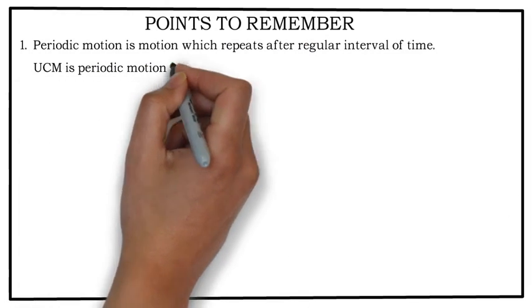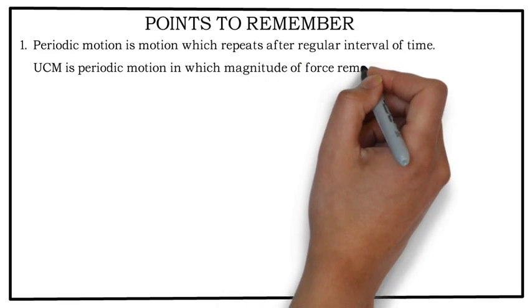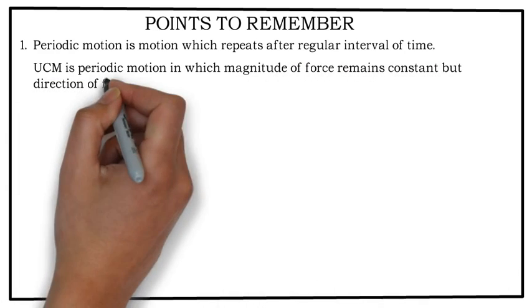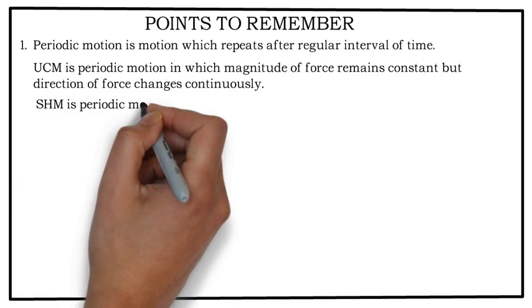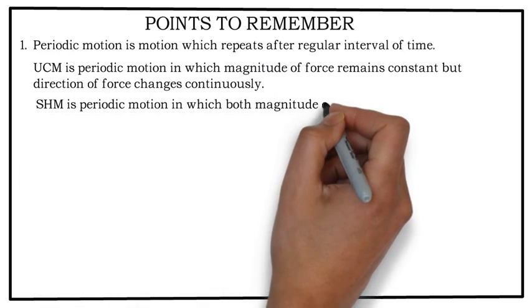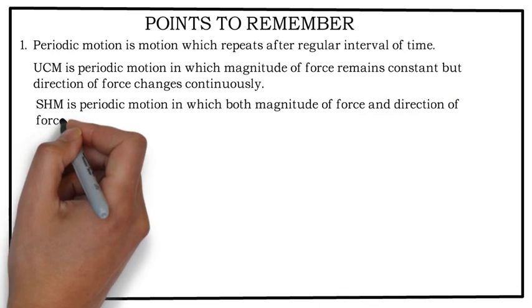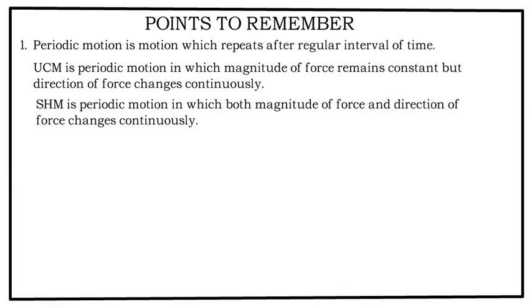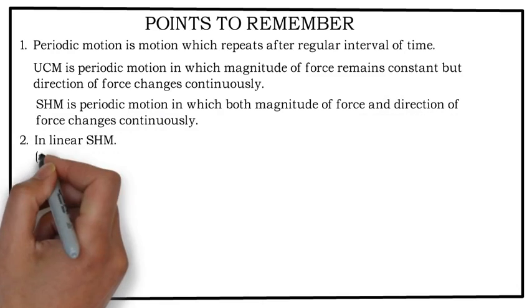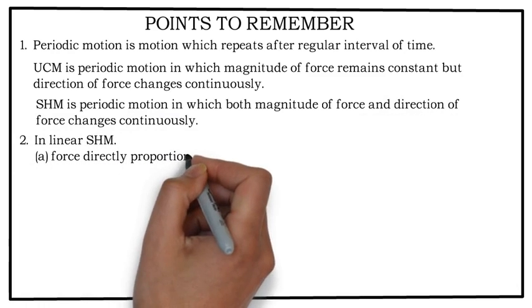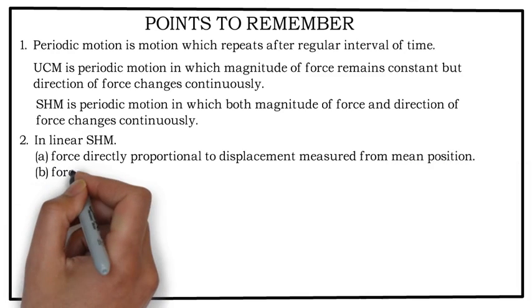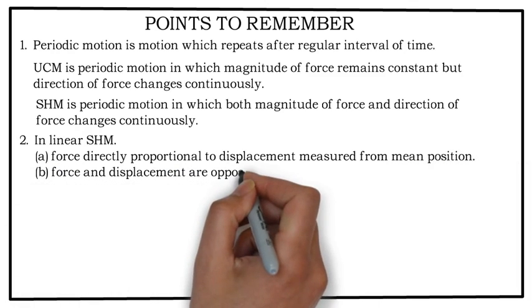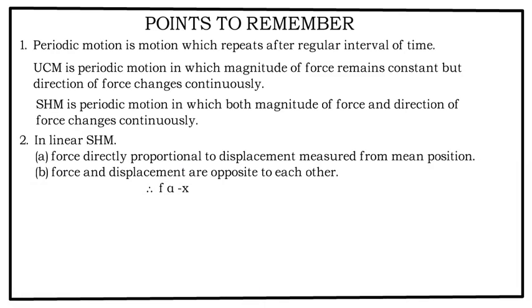UCM is periodic motion in which magnitude of force remains constant but direction of force changes continuously. SHM is periodic motion in which both magnitude of force and direction of force changes continuously. In linear SHM, A. Force is directly proportional to displacement measured from the mean position. B. Force and displacement are opposite to each other. That is, F is directly proportional to minus x.